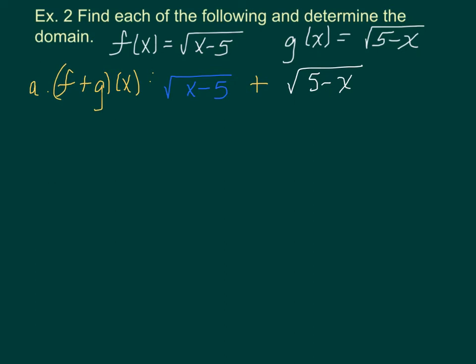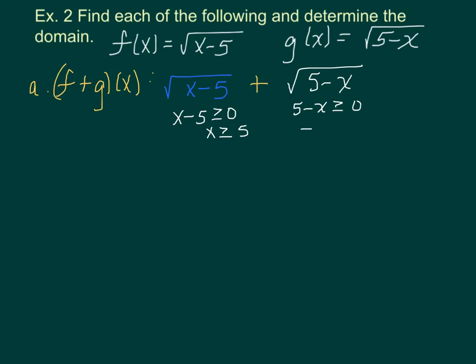Now, your domain, you have to figure out what domain would take care of both functions. So this is square roots. We have to find out, we have to keep our square root non-negative. So x minus 5 greater than or equal to 0, and 5 minus x greater than or equal to 0. So that means in this domain, my x's have to be greater than or equal to 5.